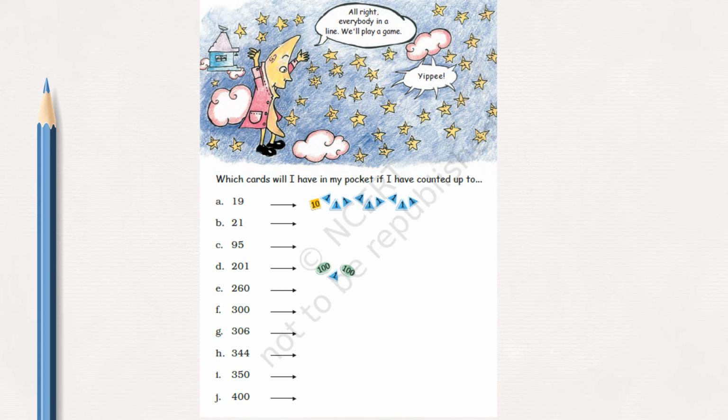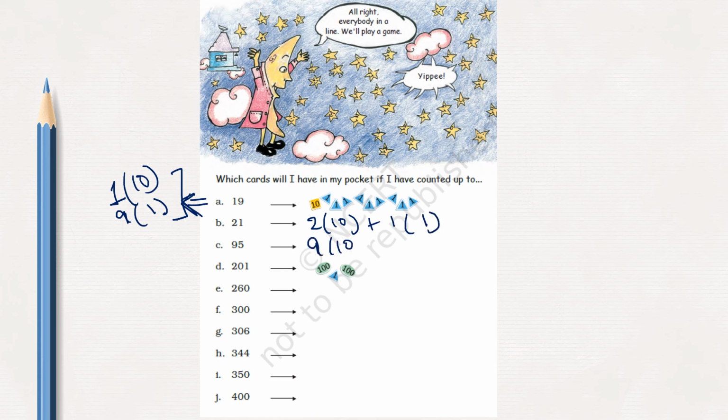Which cards will I have in my pocket if I have counted up to 19? So he will have 1 of 10 and 9 of 1. Clear? 21. He will have 2 of 10 and 1 of 1. Clear? 9 of 10 and 5 of 1. 200. So he has 100 cards also, right? So 2 of 100 and 1 of 1.